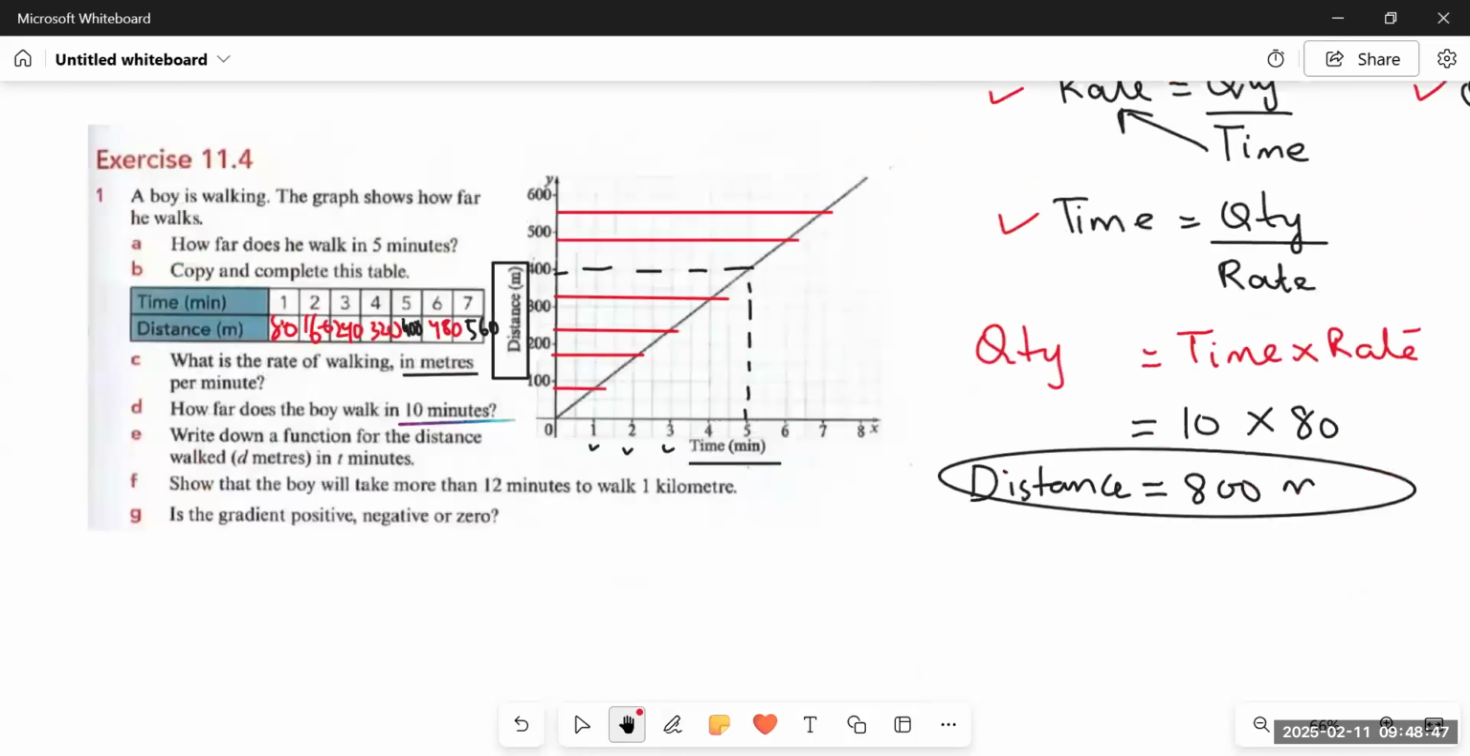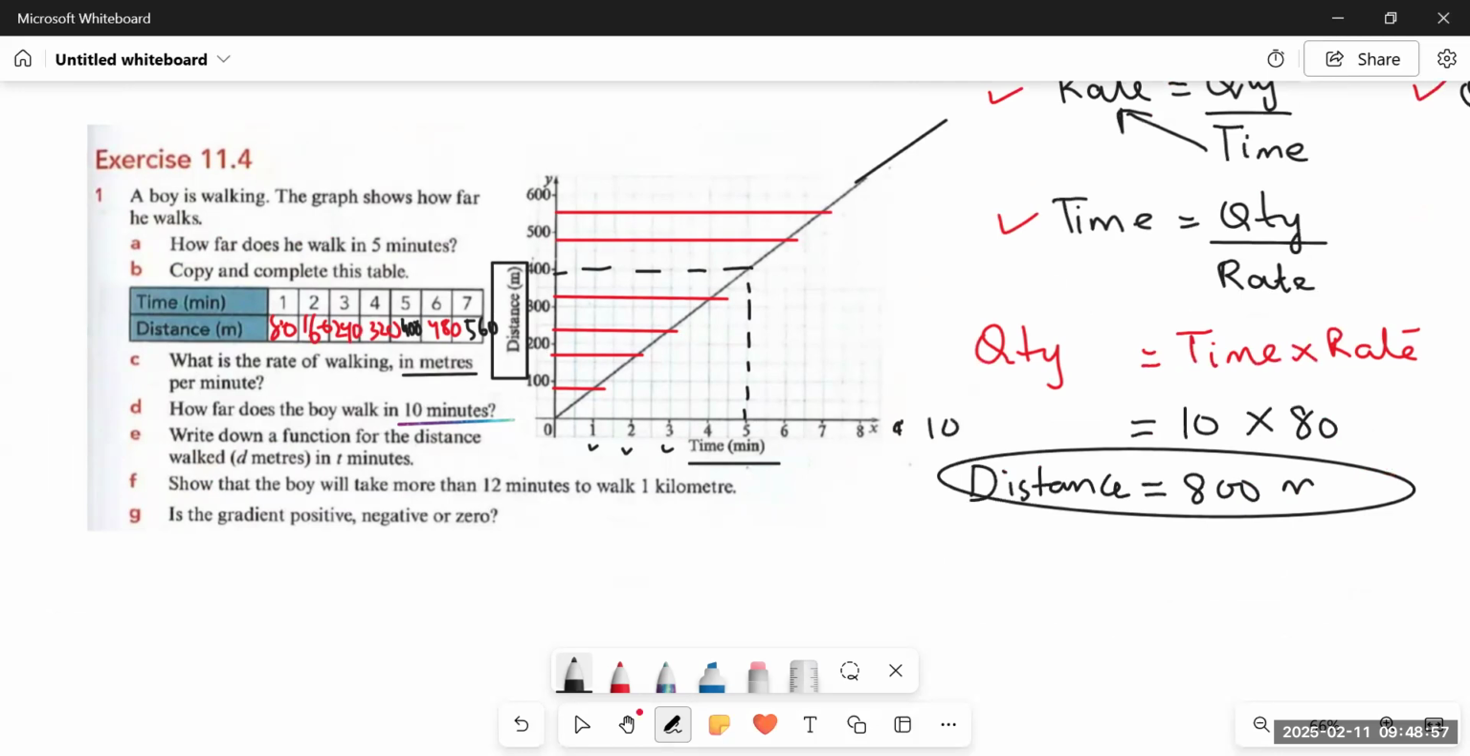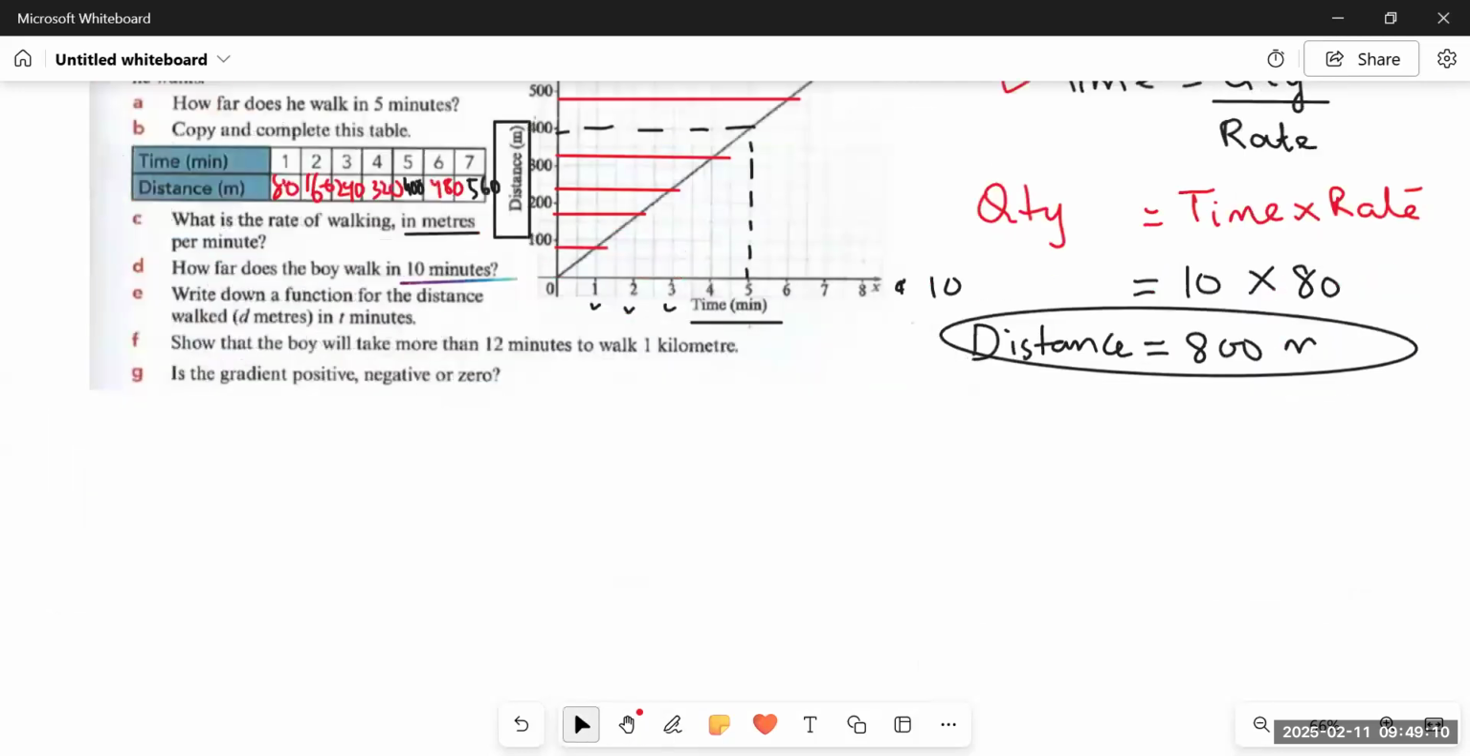It means, students, if we keep on extending the line, after 10 minutes, this line will coincide somewhere at 800 meters. You understand? So by using the graph, we can find any of the quantities if the time or a rate is given.